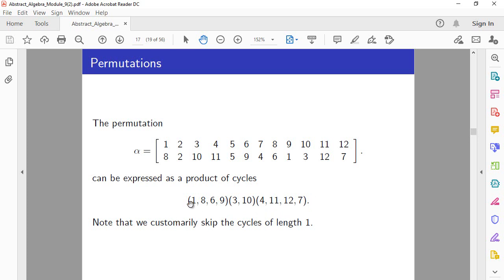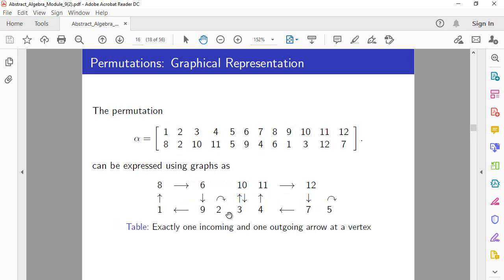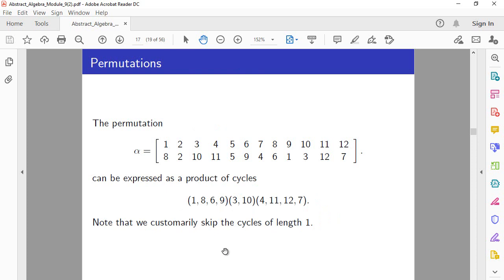That is, one element doesn't appear in more than one cycle here. So note that we customarily skip the cycles of length 1. Again, if I have a cycle of length 1, for example this one, then this is basically fixing all the elements, right? So 2 goes to 2, but none of the other elements appear in this cycle, so that means that they are also fixed. So we don't have to write these 1-cycles.